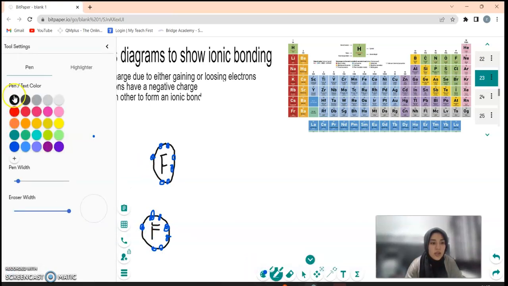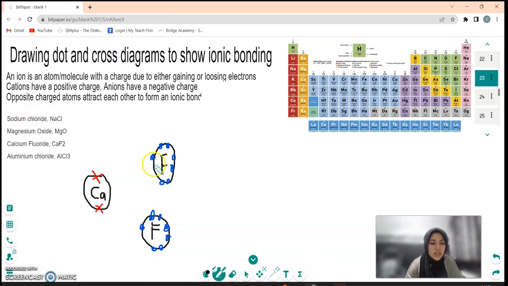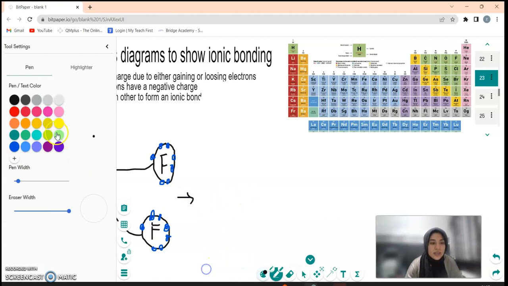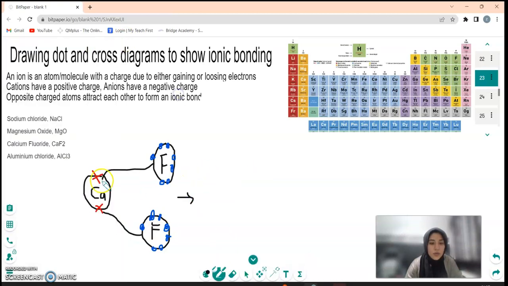So each fluorine atom can accept 1 of those electrons. So when we draw this out, calcium will lose 2 electrons to become stable. So calcium will have no electrons in its rings. We draw those brackets around, and we do 2 plus to indicate that calcium has lost 2 electrons.